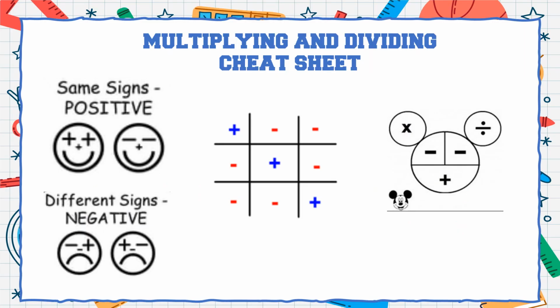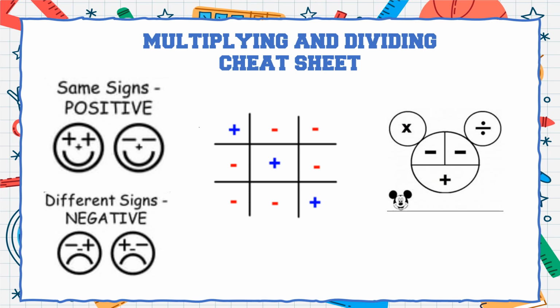We have this multiplying and dividing cheat sheet that you can add into your notebook to help you remember your multiplying and dividing rules. We have a little graphic with the happy smiley faces. A positive, positive, or negative, negative will both be positive and happy. If they're different signs, a positive, negative, or a negative, positive will be negative, and they'll be unhappy. You also have your tic-tac-toe board here to remember the order. It doesn't matter the order you go in, you'll always have the answer here.